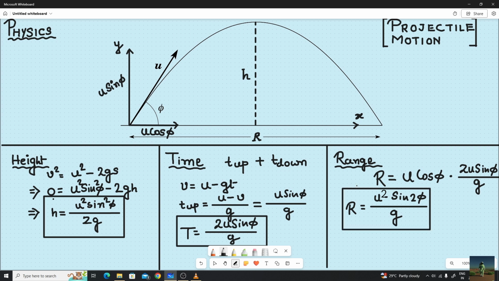So hope you understood these three things: height, time and range. In the next video we will discuss the maximum range, that means for which value of phi this particle will cover the maximum horizontal distance or will have the maximum range, and what will be the equation of this path. These two things we will discuss in the next video.